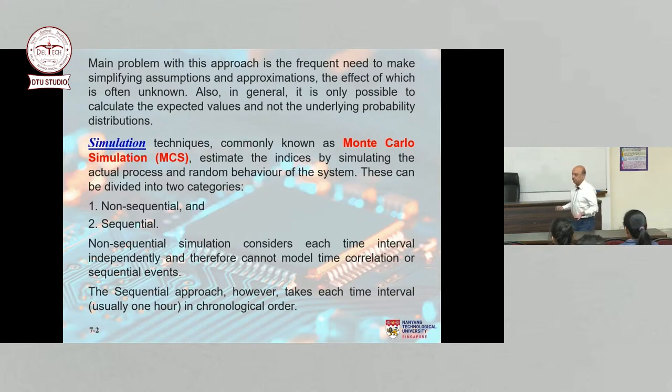But there are problems with both the techniques. As I said, for analytical techniques, you can only calculate the expected values. You don't know the probability distribution of those numbers. Like LOLE, we are going to find the LOLE. But is it described exponentially? Is it described in a Weibull, Rayleigh, or normal way? We don't know. That's not what the analytical technique tells us. Whereas the advantage of the Monte Carlo simulation is that it will give you the probability distribution as well.